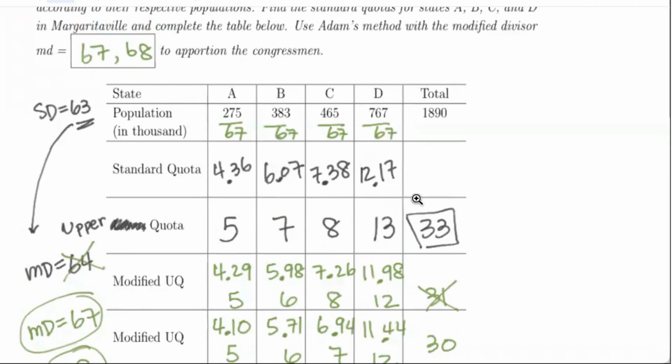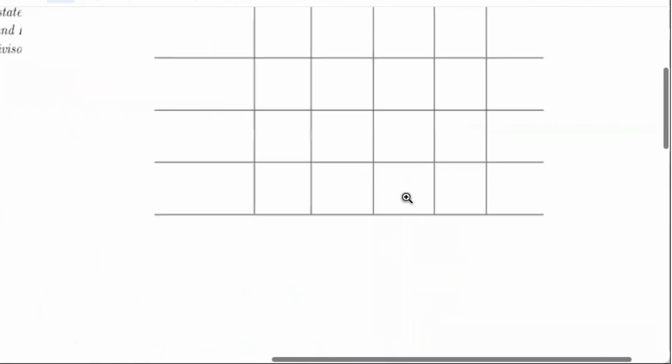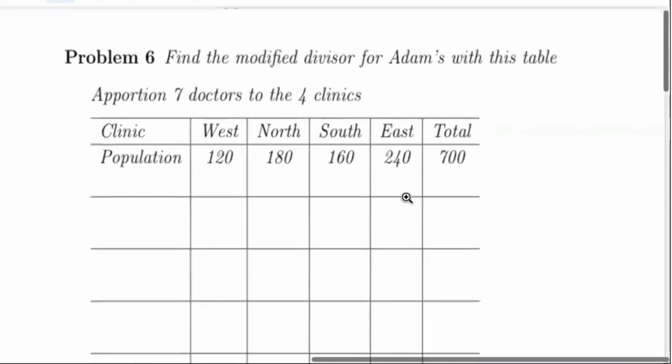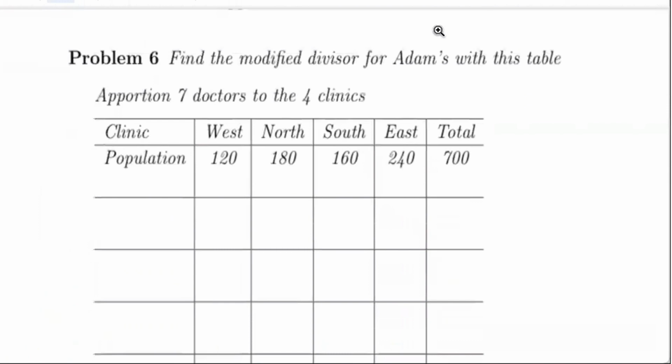All right, here's another one. I want you to try Adams' method. That's on page 14, problem 6, right here. I'll give you a few minutes. Same thing that we just had.